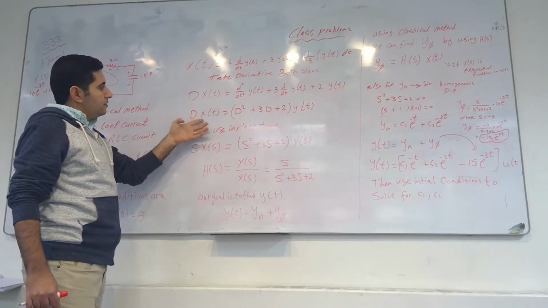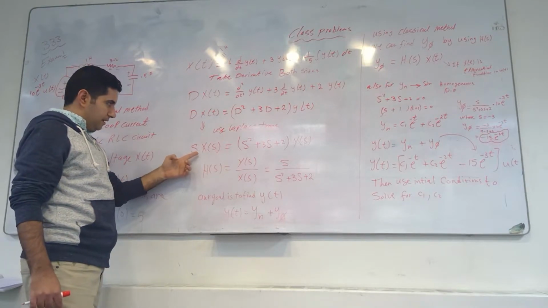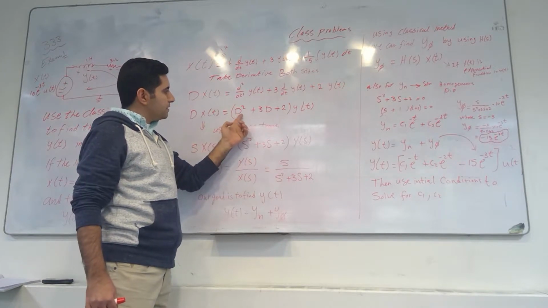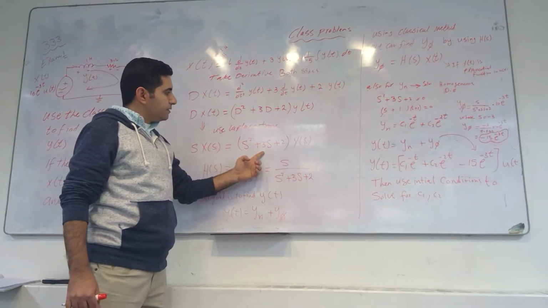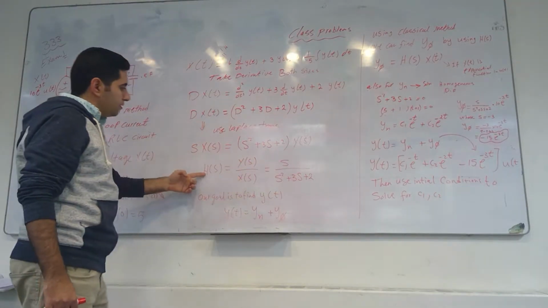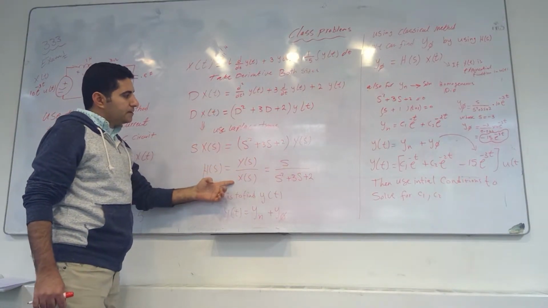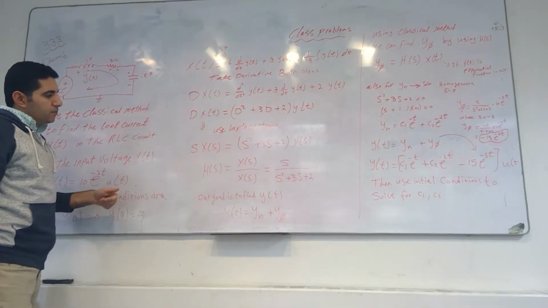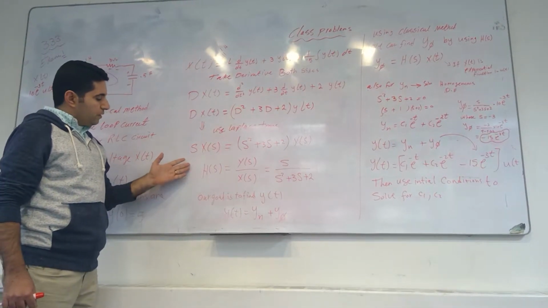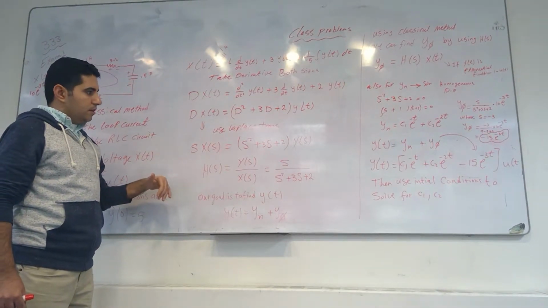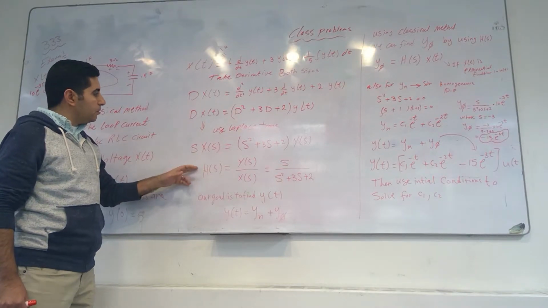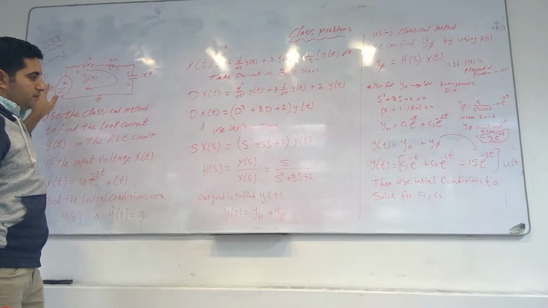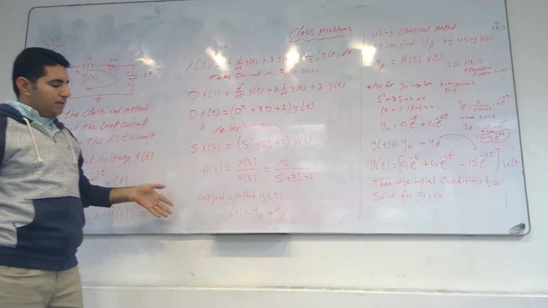Now dx of t transforms to s X of s, and since we're assuming the initial conditions are 0, we have (s squared plus 3s plus 2) Y of s. We know H of s is Y of s over X of s, so this is our transfer function. In the previous problem, we got the transfer function in the s domain, took the inverse to find h of t, and then took the convolution of h of t with the input. The input convolved with h of t, the system, gives us the output.